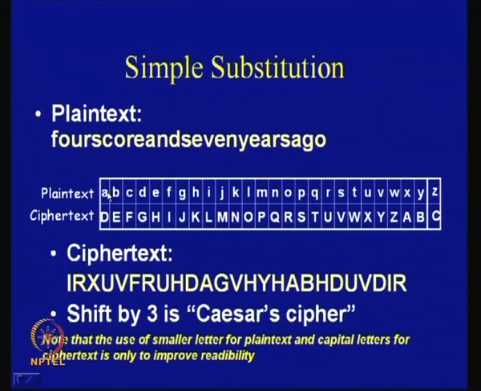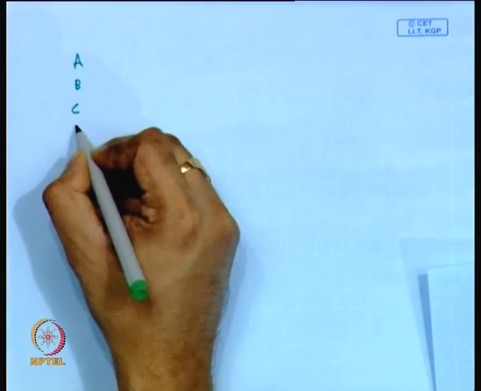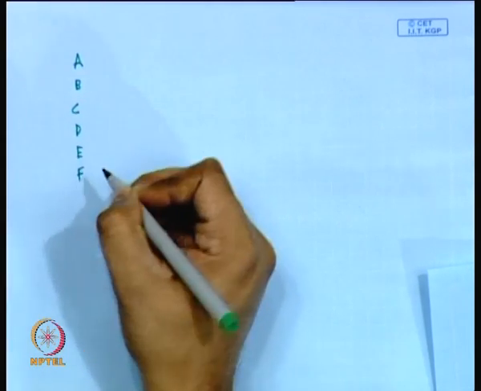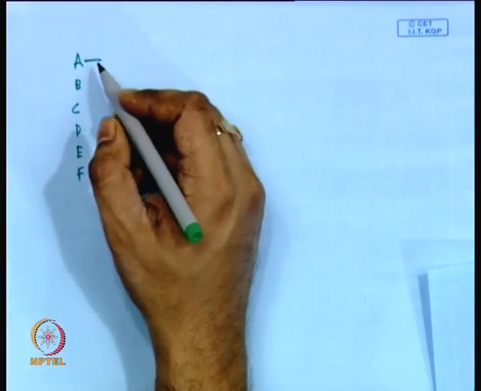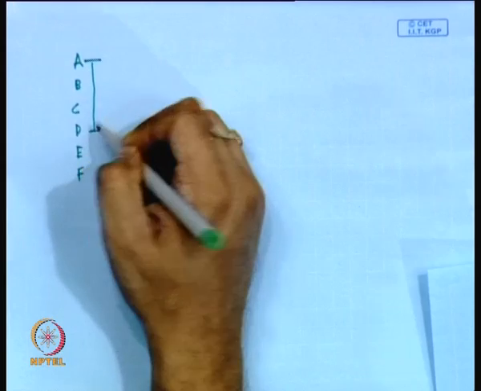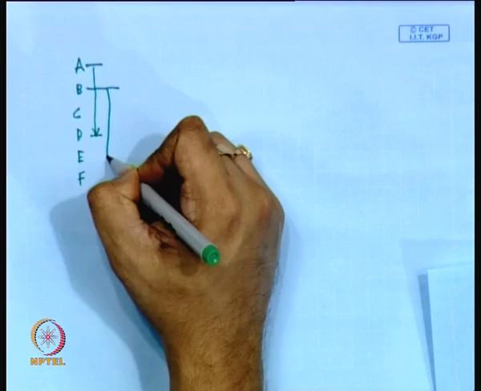of having A getting mapped into A, what you do is that you shift this by 3 steps. So therefore A will get mapped to D. What I am saying is this: if you take the characters like this, A, B, C, D, E, F, and so on, and you shift by 3 steps, then you come to this place, right. So therefore A will get mapped to D, B will get mapped to E, and so on.